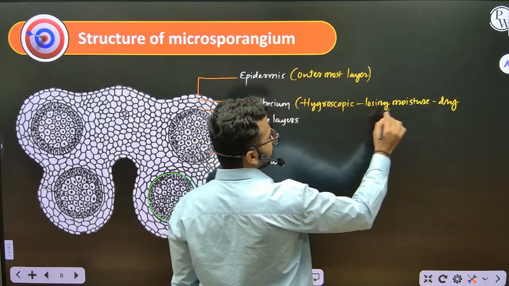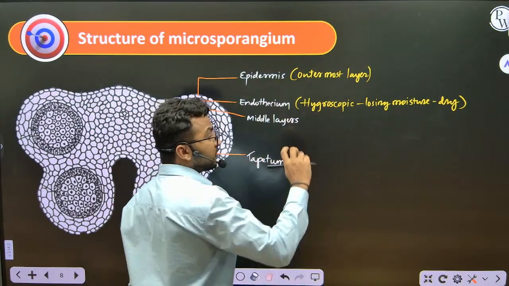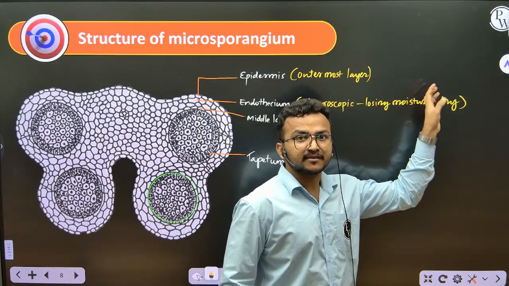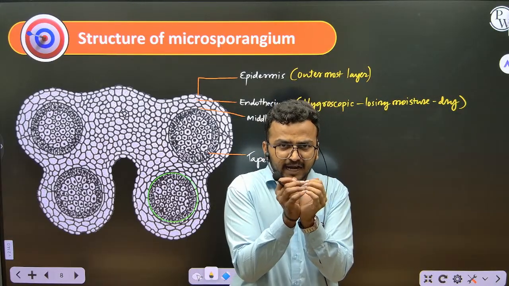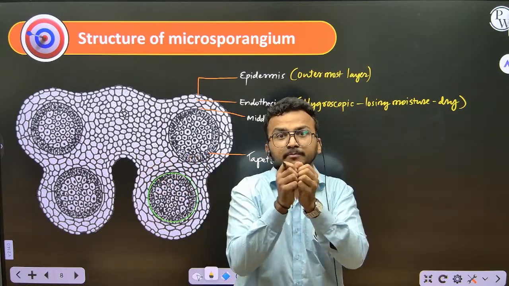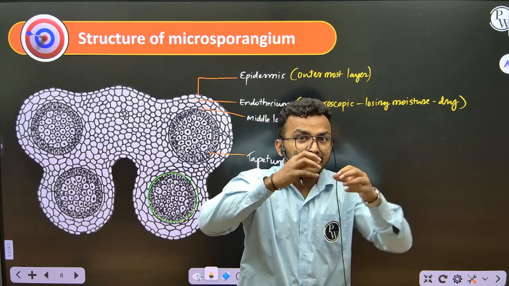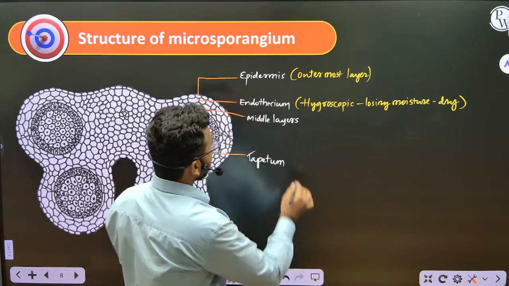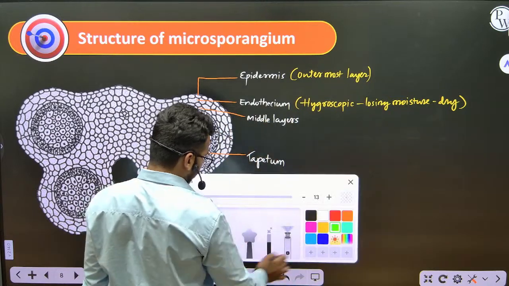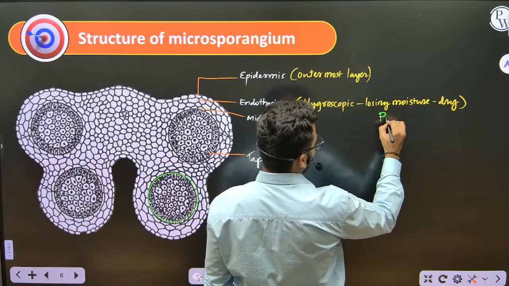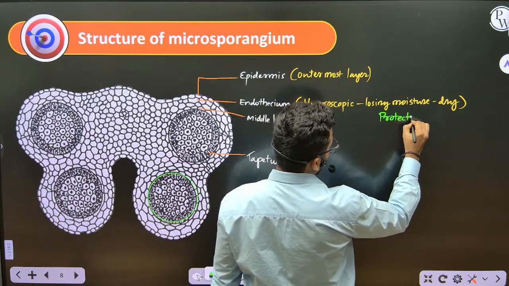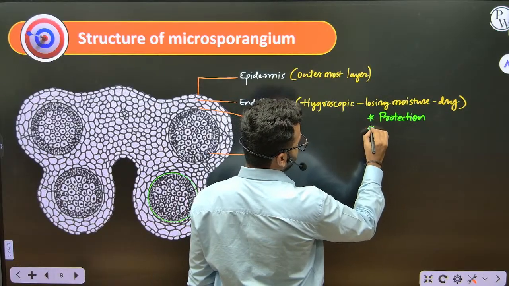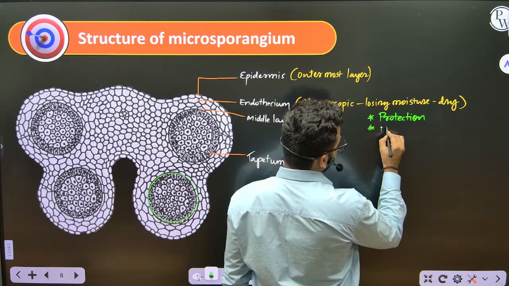So these cells are hygroscopic and it helps in losing moisture, and it will get dry. When it gets dry, the anther will burst. When it bursts, the pollen grains which are present are going to be shed and released. And the endothecium works as a protective unit also. So it helps in protection, and it also helps in releasing of pollen grains.